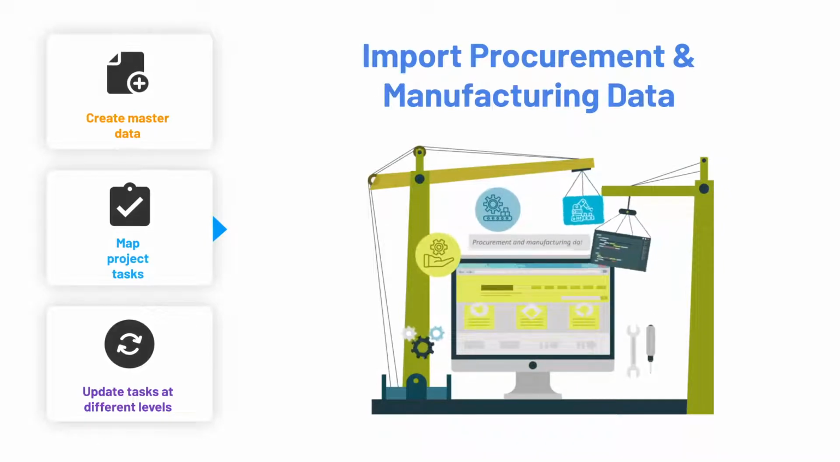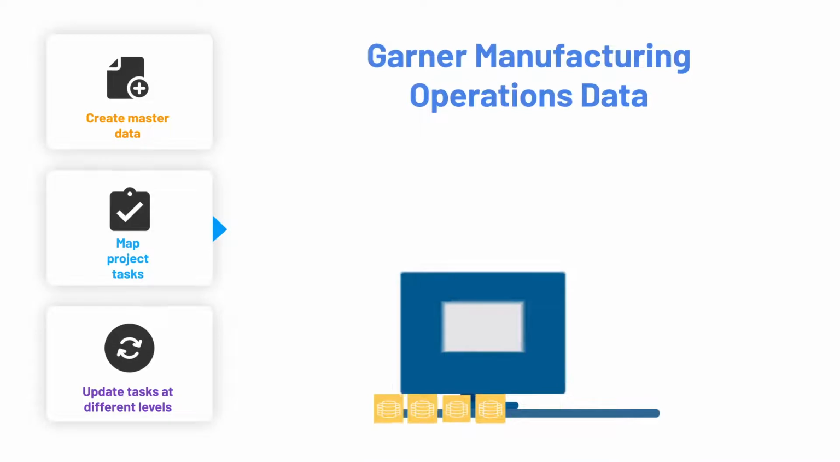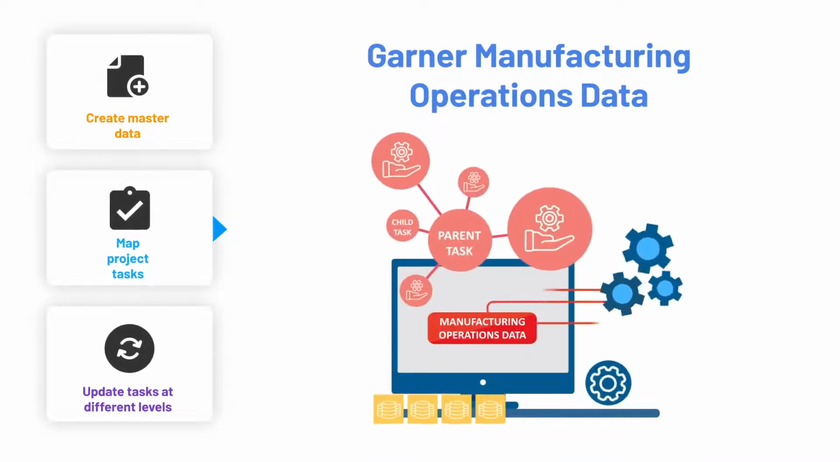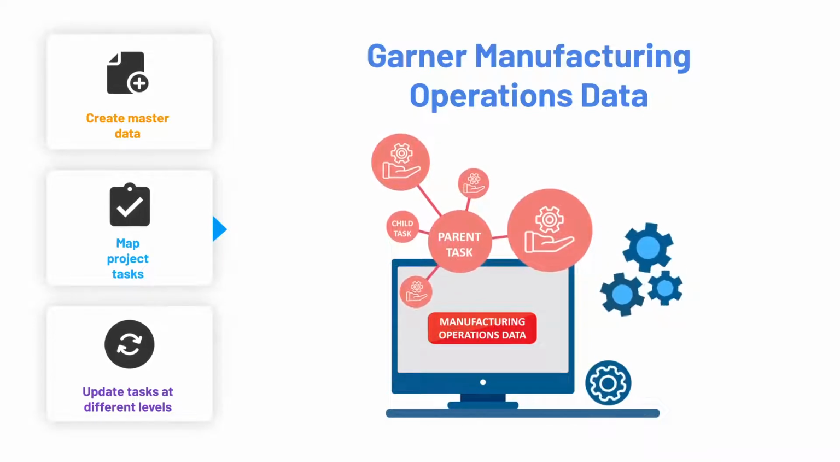Procurement and manufacturing data with reference to a sales order is imported into the system, while every line item is imported as a task in the framework and termed as a parent task. Data for manufacturing operations is imported and linked as a child task to the parent task, both of which are set to be completed within the time frame of the parent task.